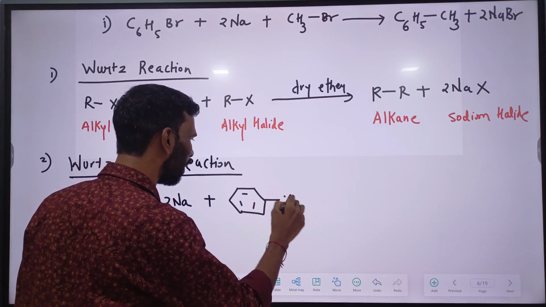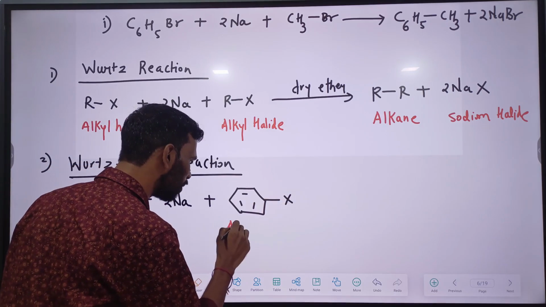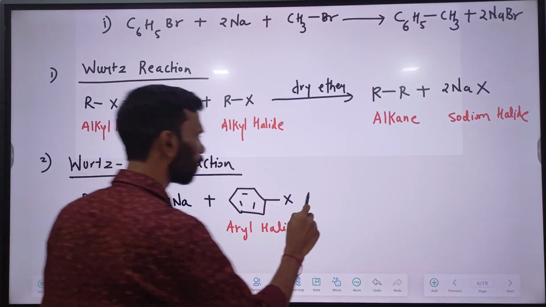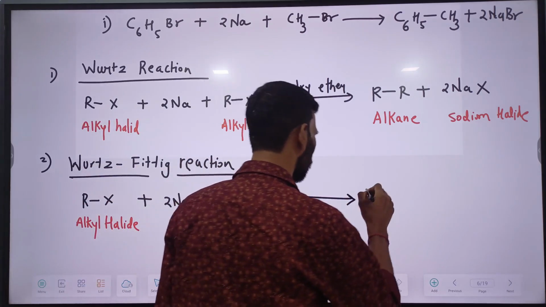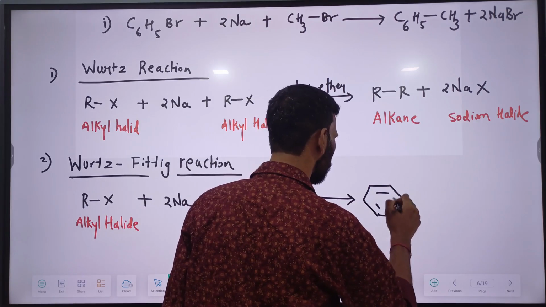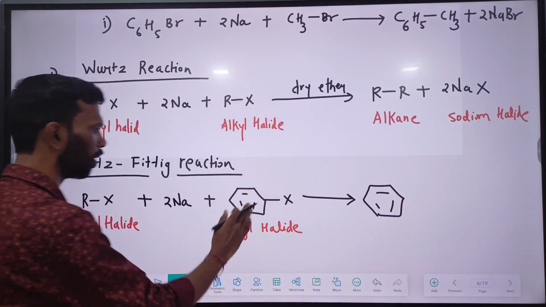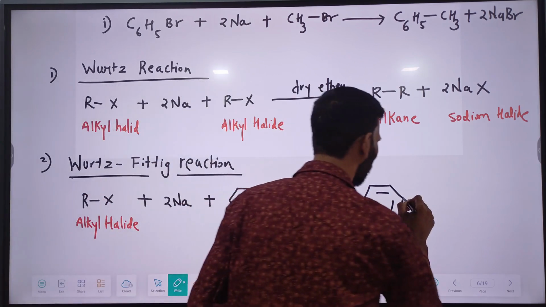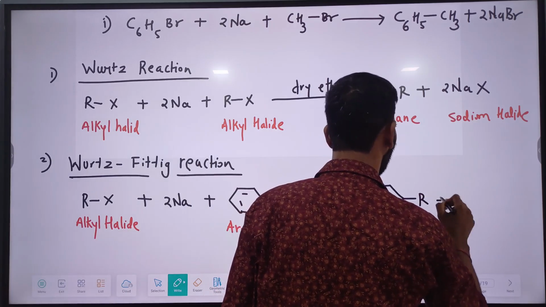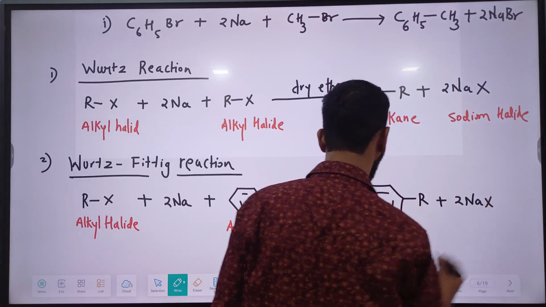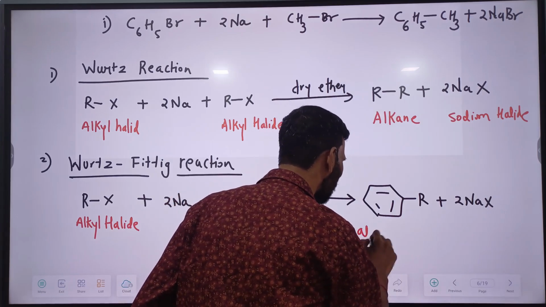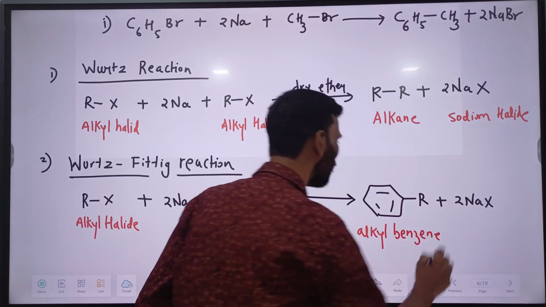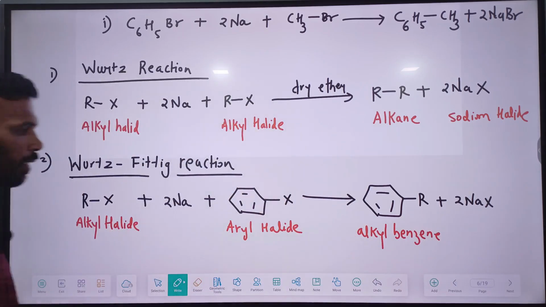This is aryl halide, right? This is alkyl halide, this is aryl halide, and this will give you, here R and R is getting connected. This is benzene and this R is getting connected over here. So I'll write this, and this is 2 moles of NaX. So what is this? This is alkyl benzene, right?